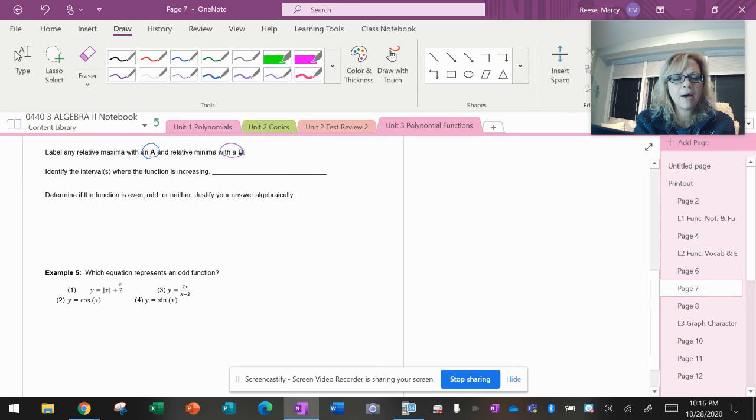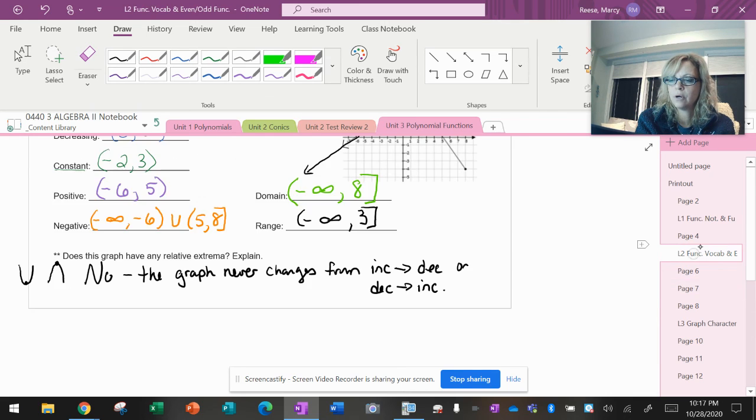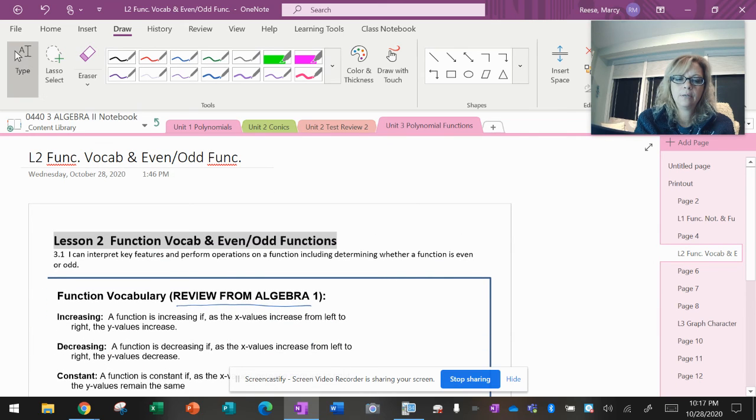And example 5, I'm going to hold off on. It's just an extra one. You don't have to worry about that. Okay, so you have a homework assignment from here, from lesson 2. So make sure that you keep your notes out and do the homework. I'm going to be checking for sure both of these when I see you next, okay?